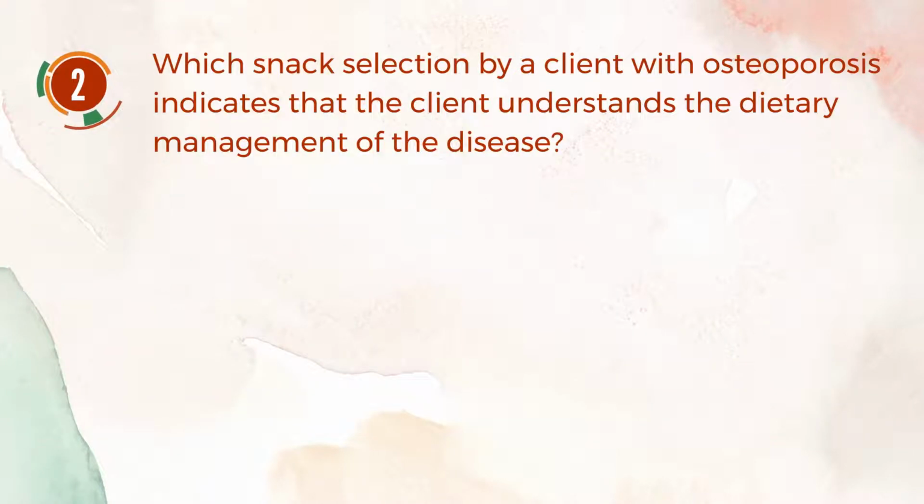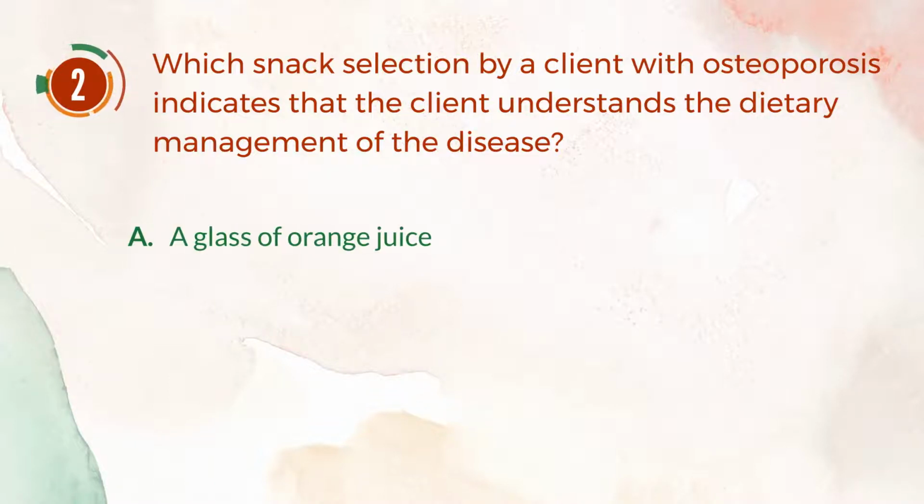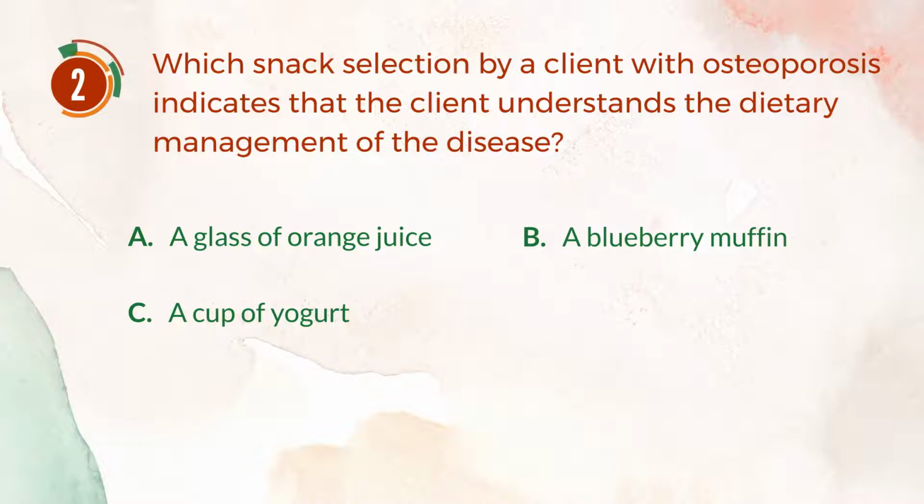Number 2. Which snack selection by a client with osteoporosis indicates that the client understands the dietary management of the disease? A. A glass of orange juice. B. A blueberry muffin. C. A cup of yogurt. D. A banana.